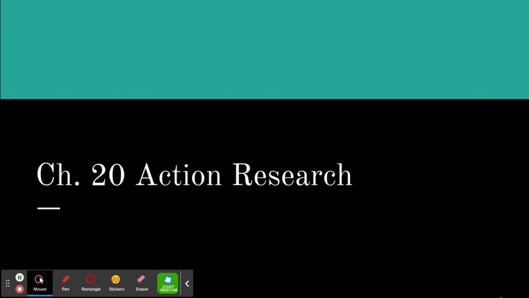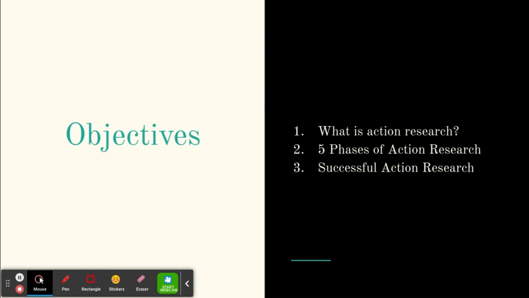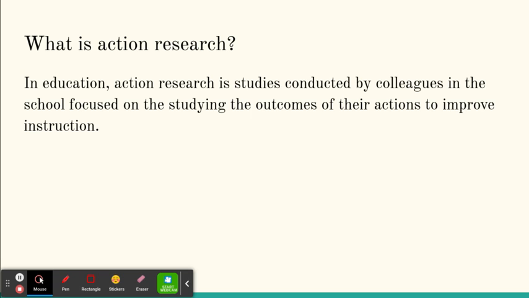All right, for my next slide here is chapter 20, which is action research. I started out with the objectives again. First thing we're going to look at is what is action research, because before this chapter, I didn't know what it was. So I'm under the assumption, maybe wrongly, that you guys are in the same boat. Number 2 is the 5 phases of action research, and then 3 is what does successful action research actually look like.